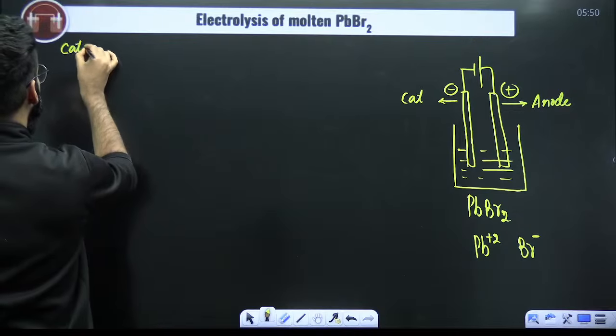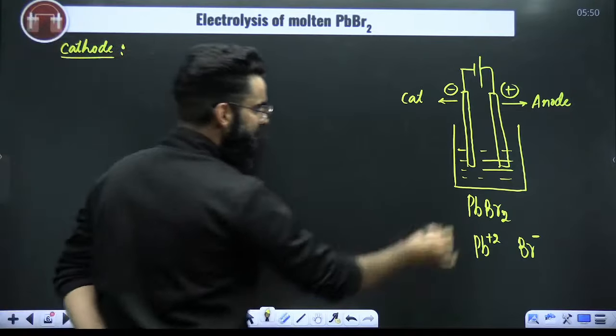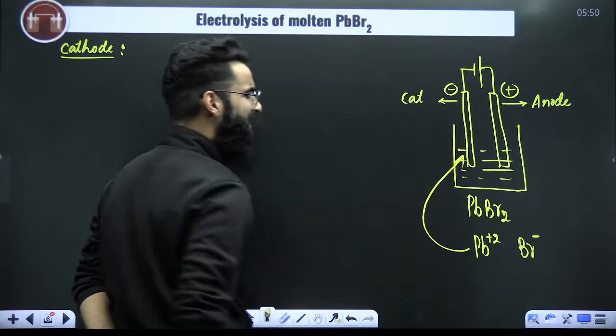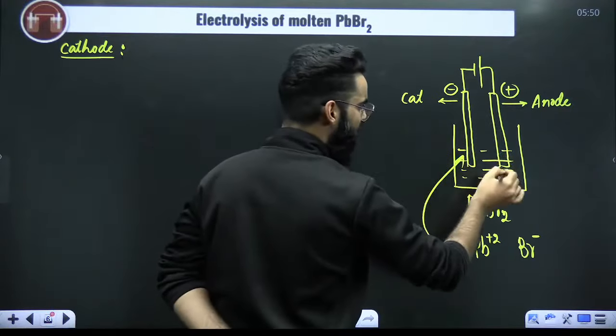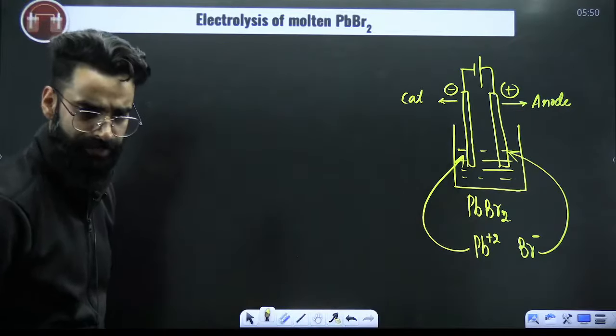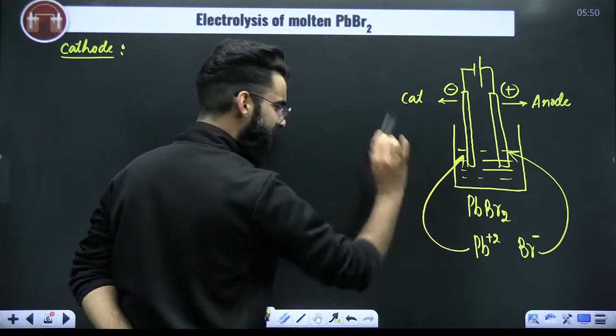At cathode, reduction takes place. Reduction means gain of electrons. So this particular cathode, this negatively charged rod, is going to attract Pb²⁺ towards itself. And this positively charged rod is going to attract Br⁻ towards itself, right? So I would say at cathode, Pb²⁺ will undergo reduction.